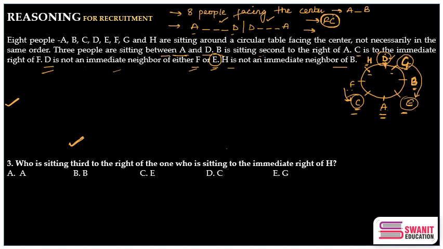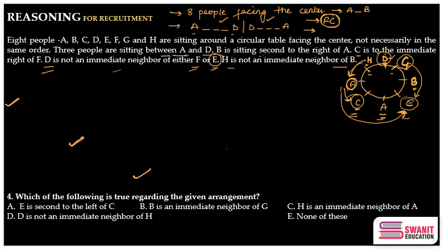Next question on the same. Who is sitting third to the right of the one who is sitting to the immediate right of H? Immediate right of H is F. So this is one person. Now, with reference to him, who is third to the right? For F, who is the third right? C, A, and E. So E becomes the third right for F, who is on the immediate right of H. So my answer becomes option number C, that's E. So once we frame the arrangement, everything is so easy. Let's look at the next question.